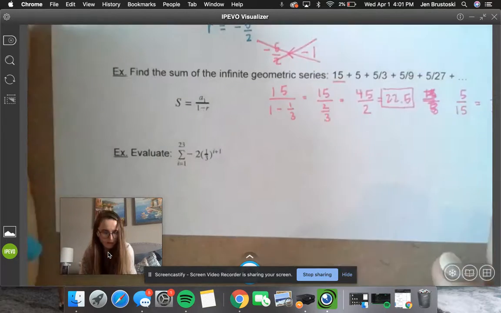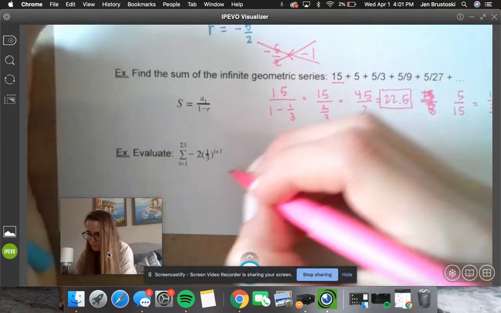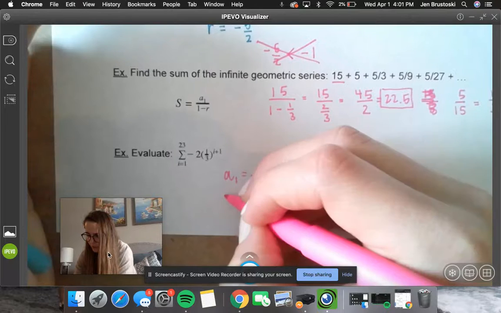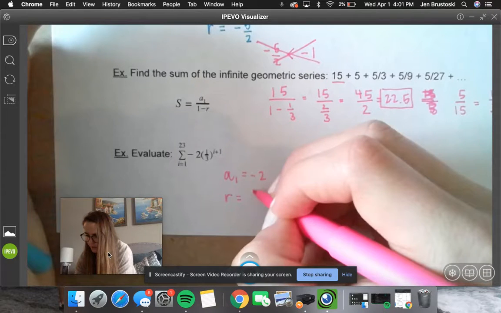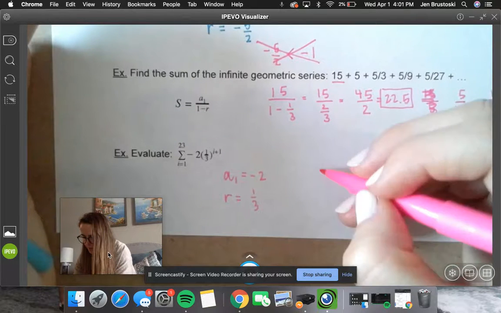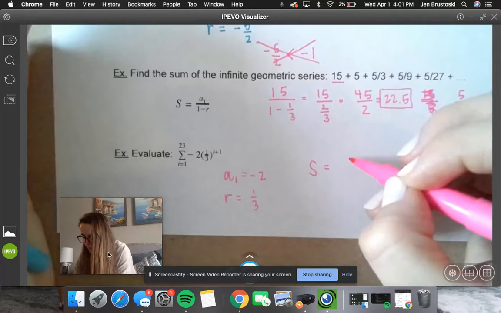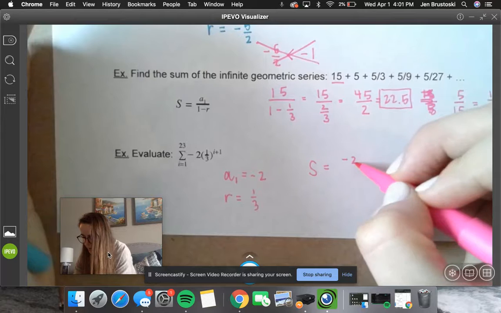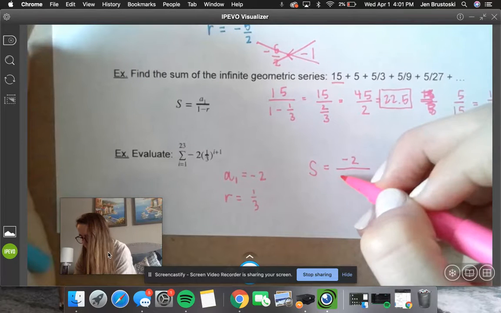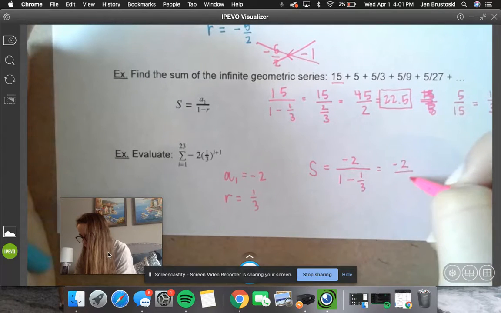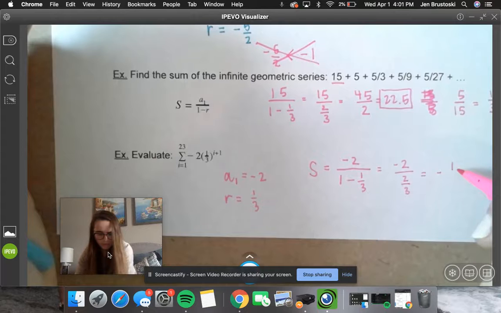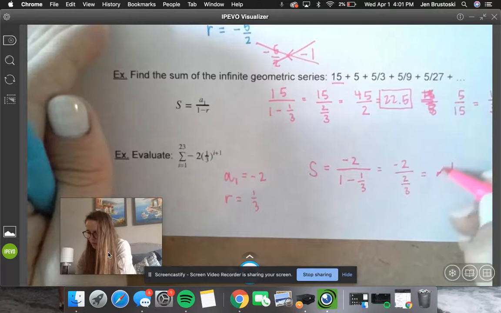Looking at our last one here, A1 is equal to -2, R is equal to 1/3. So we have that S is equal to -2 divided by 1 minus 1/3, or -2 divided by 2/3, which is -3. -3 for that answer.